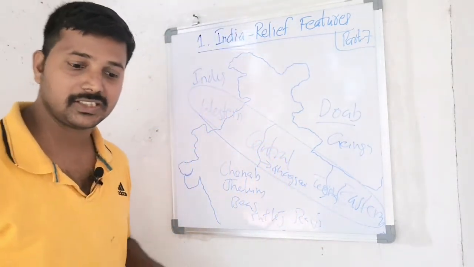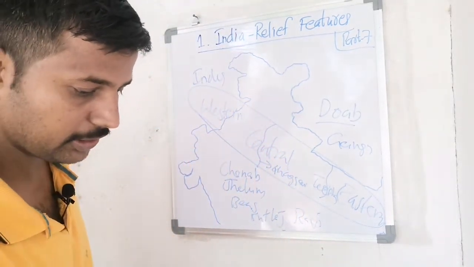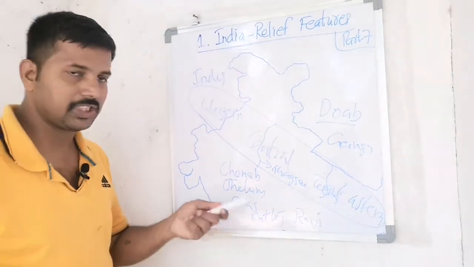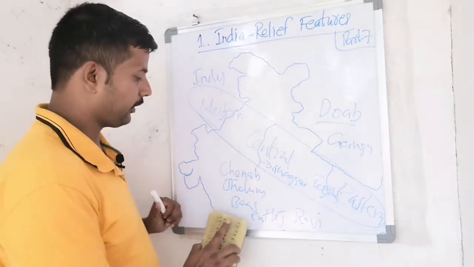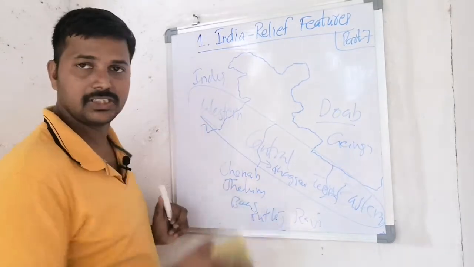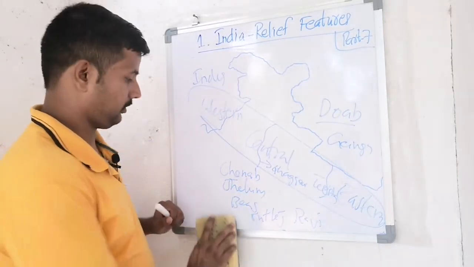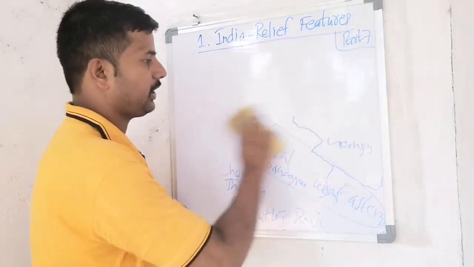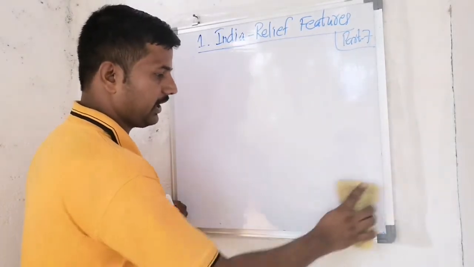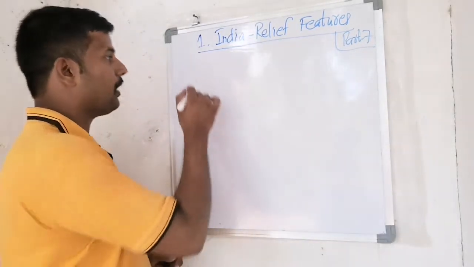So now let us discuss some important terms related to the Indo-Gangetic plain. Up to this topic only, this is about the Indo-Gangetic plain. Now let us discuss the remaining portion. The remaining two important words are Babar and Terai. So let us discuss Babar and Terai.